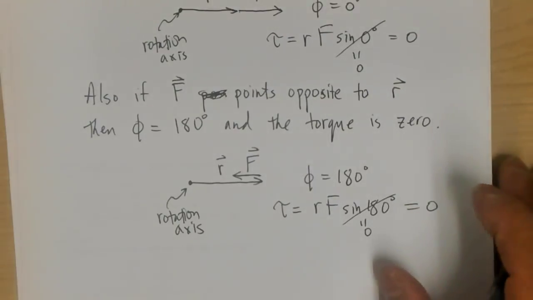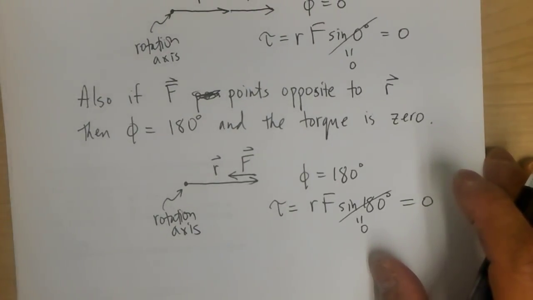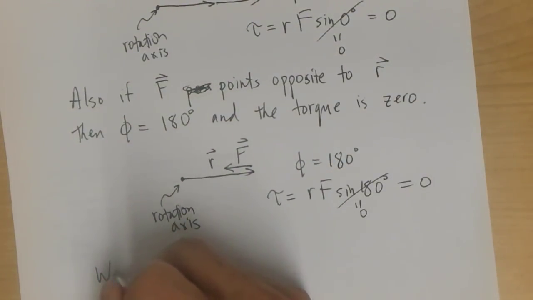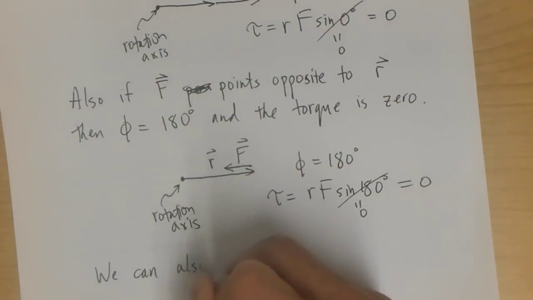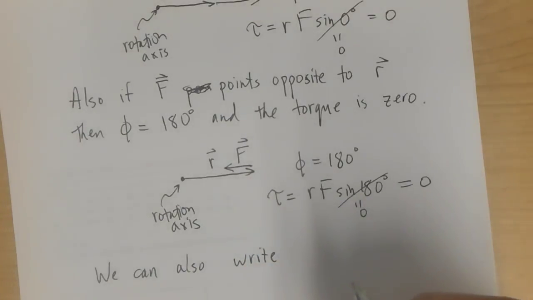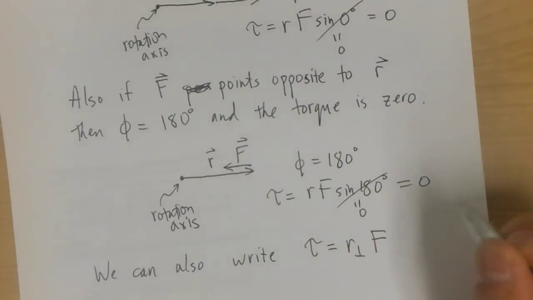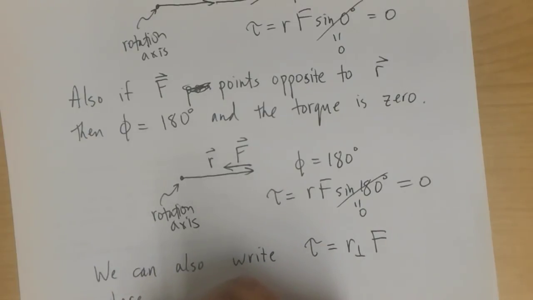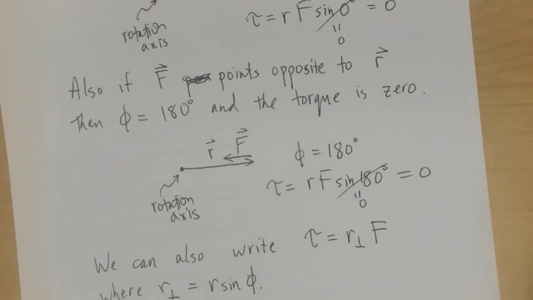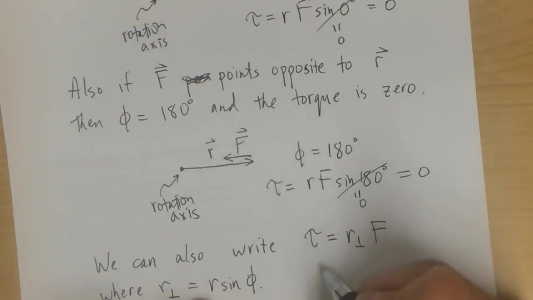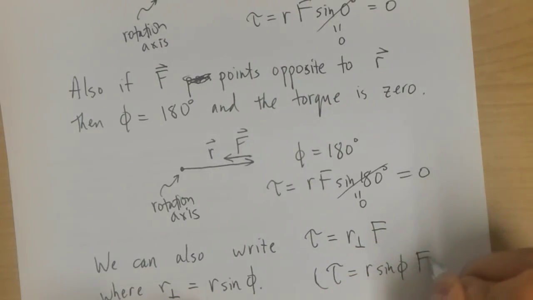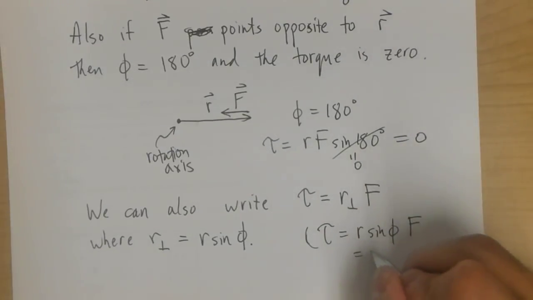Now, we can also write the torque in a different way. We can also write that the magnitude of the torque is r perpendicular times F, where r perpendicular is r times the sine of phi. Okay, hopefully this is not too confusing. If I take r perpendicular to be r sine of phi, then I would end up with the torque equal to r perpendicular times F, and so I end up with the same formula I had before.